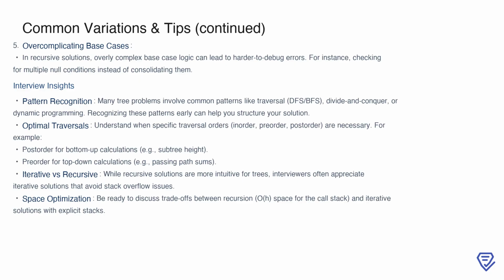For example, post-order is great for bottom-up calculations, like determining the height of a subtree, while pre-order works well for top-down calculations, such as propagating path sums. When it comes to recursion versus iteration, recursive solutions tend to be more intuitive for trees, but interviewers may prefer iterative implementations because they avoid stack overflow issues. Finally, be prepared to discuss space optimizations, comparing the implicit recursion stack space of O(H) to the explicit stack used in iterative solutions. Understanding these trade-offs demonstrates a thorough grasp of the problem.